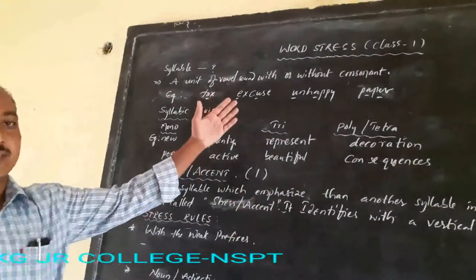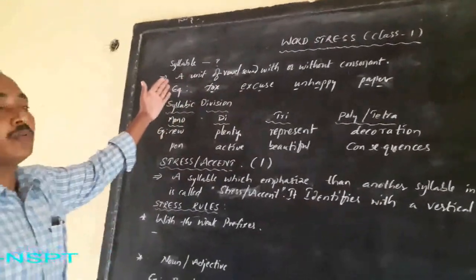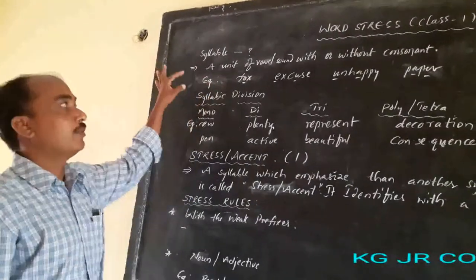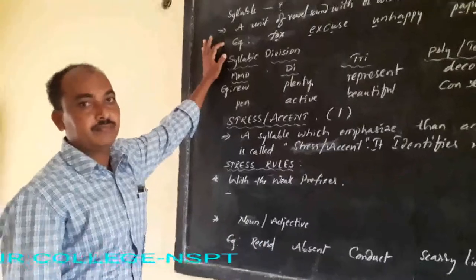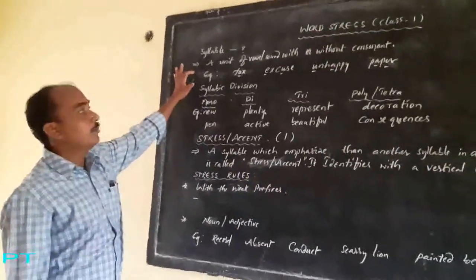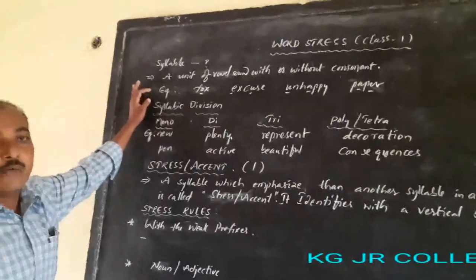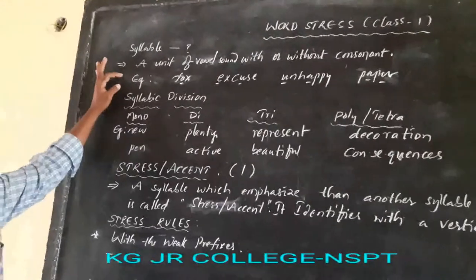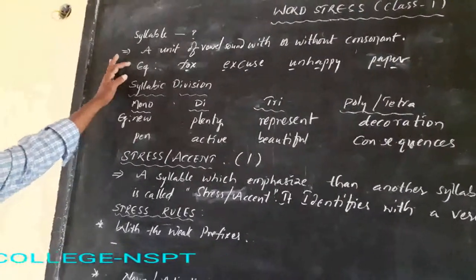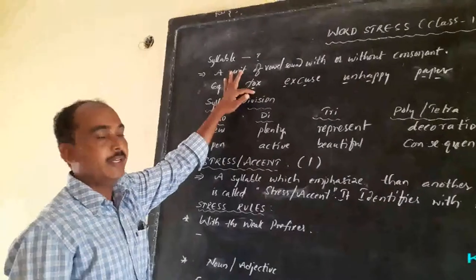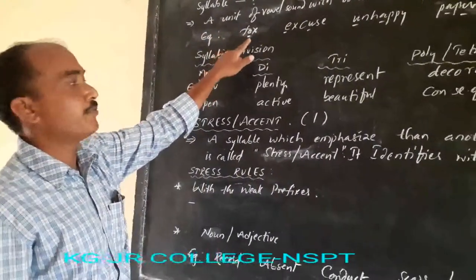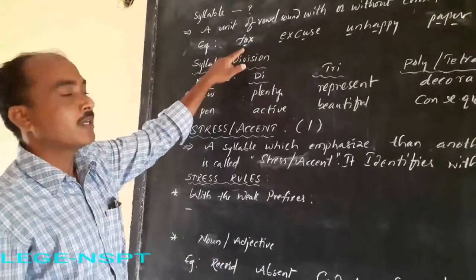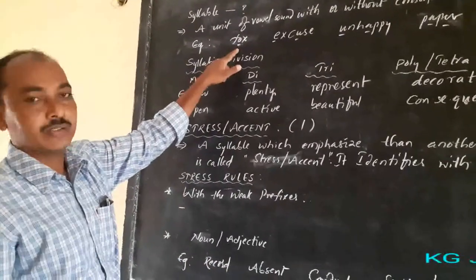Before learning word stress, we should learn what is syllable. What is syllable? You had already learned in first year. A syllable is a unit of vowel form with or without consonant. For example, fox. Here, F is consonant, X is consonant, but in between, one sound is there. What is that? Fox, O sound is there.